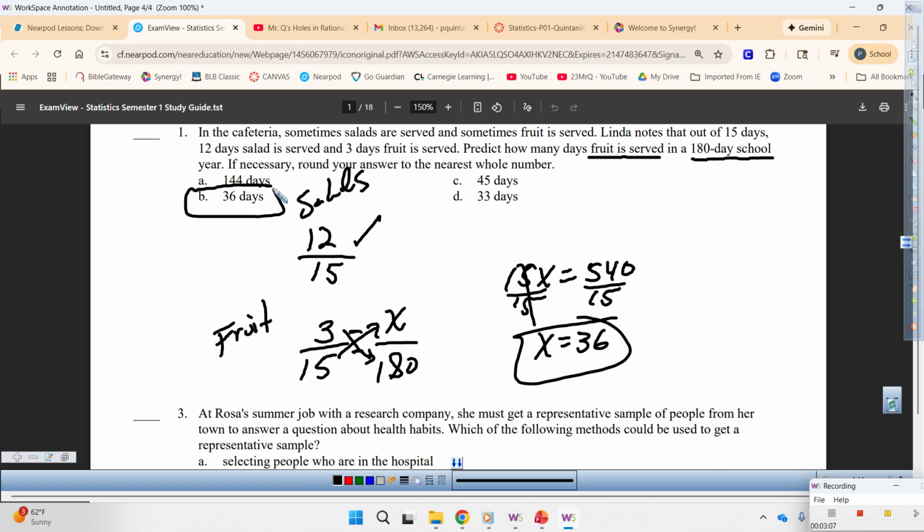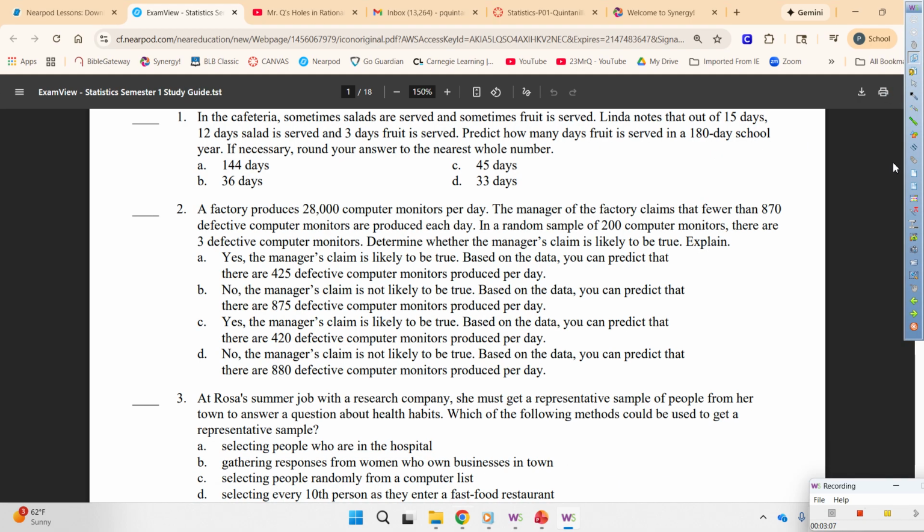Once again, if you didn't get this one, write that down because you're going to need that information. You will get one of those at least on the final. All right, we good? All right. Let's go to number 2.